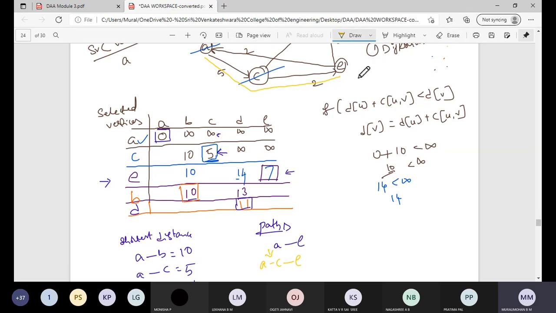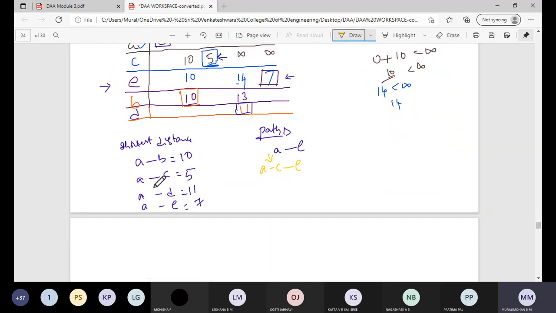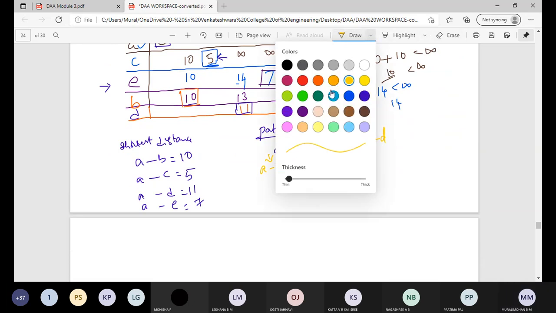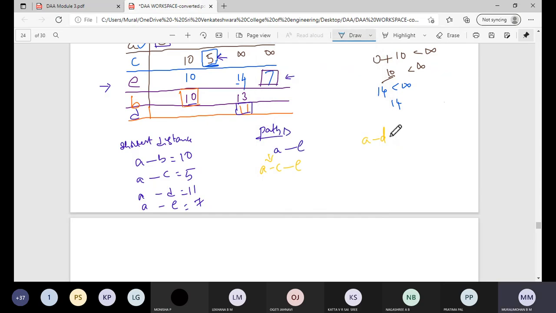So similarly, can you write a path from A to D? What is the path from A to D? So when D is selected here, right? D is selected. Let us take this. Next, previously you check when it is changed. Previously it was 13, now it is 11. So here only it is changed.